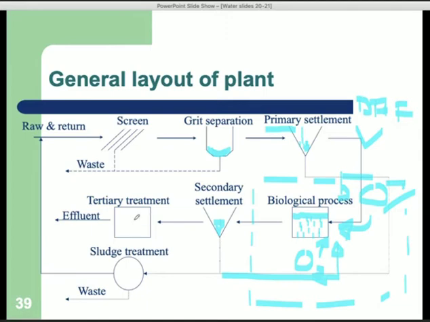Water comes out and is then clean to be discharged into the river. Or it may not be clean enough. If it's not clean enough, then you have to use what we just, as an umbrella, call tertiary treatment. So simply, primary treatment, secondary treatment. If that's not good enough, tertiary treatment.